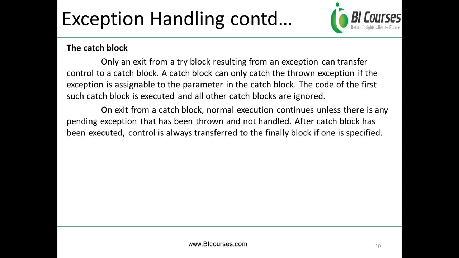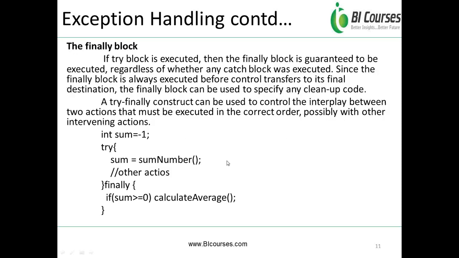On exit from a catch block, normal execution continues unless there is a pending exception that has been thrown and not handled. If there are any other pending exceptions, those will be handled in other catch blocks, otherwise it will terminate from the catch block, and if we have a finally block, that will be executed. Control is always transferred to the finally block if one is specified. If the try block is executed, then the finally block is guaranteed to be executed regardless of whether any catch block was executed.